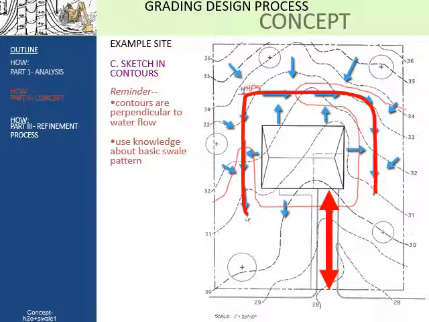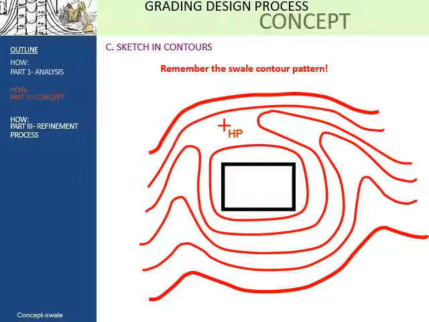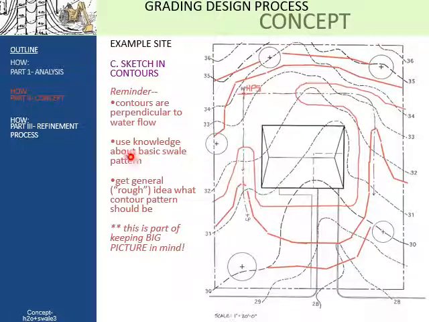So once you have some of these spot elevations and slopes established, and you've got at least one contour you like, you're going to want to go through and just start sketching in some of the other contours. Remembering, of course, that contours flow perpendicular to the water flow. So you use your basic knowledge about swale patterns to start to sketch these in. And of course, this is the basic contour pattern that you're going to use to represent a swale. So you're simply going to take this and apply it to your site. So in this way, you're going to get a rough idea of what this design is going to look like.